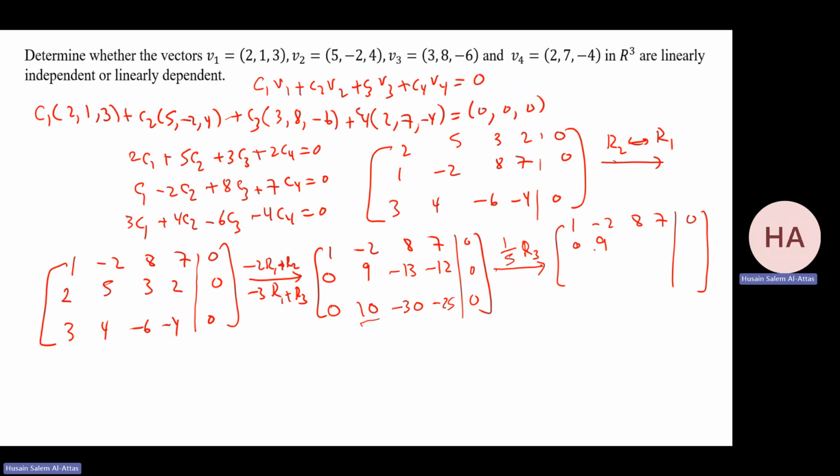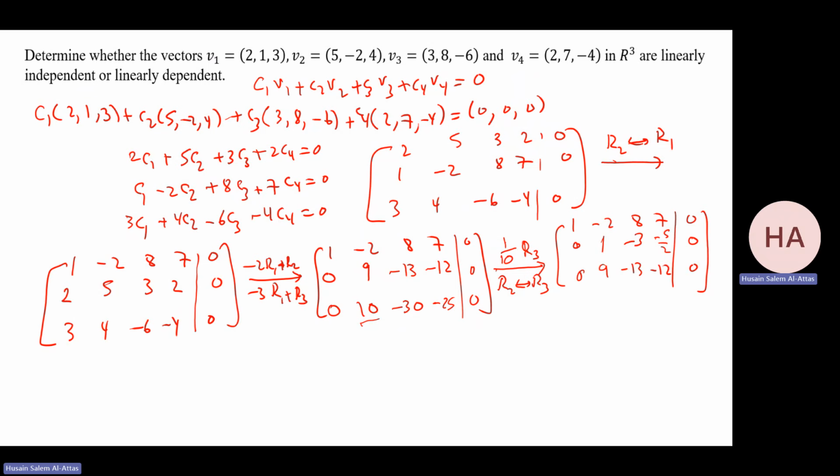0, 9. And I will interchange R2 with R3. I just want to make the calculation easier. Let me divide by 10, since I have fractions. So I have 1, minus 3, and this one is minus 2.5, which is minus 5. I divide by 10: 25 over 10, minus 5 over 2. This is 0, this is 0, 9, minus 13, minus 12, 0.